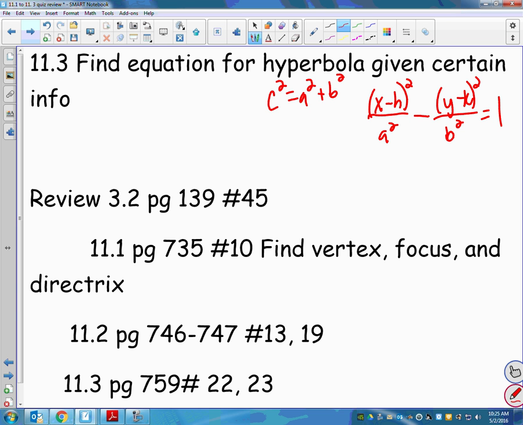So I didn't give you that many questions here, and I kind of jumped around from each section. On the circle one, I gave number 45 for you to do. From 11.1, I kind of made my own directions here, but 11.1, page 735, number 10, you're just going to find the vertex, the focus, and the directrix. And then there's 2 from 11.2, because there's 2 questions on your quiz from 11.2, and then I gave you 2 from 11.3 as well.